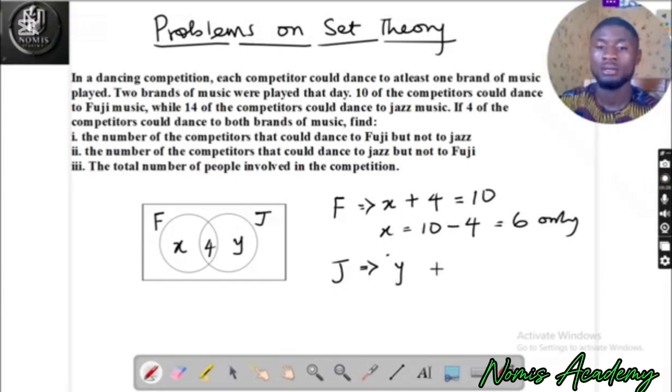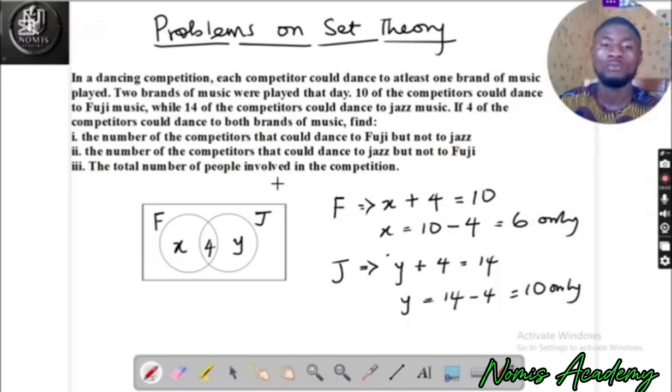So y plus 4 is equal to 14, so that will now be y equals 14 minus 4. So we have 10 people who dance to jazz only. So we have 6 of these people who dance to Fuji only and 10 people who dance to jazz only. So we've answered Roman figure 1, the number of competitors that could dance to Fuji but not to jazz.